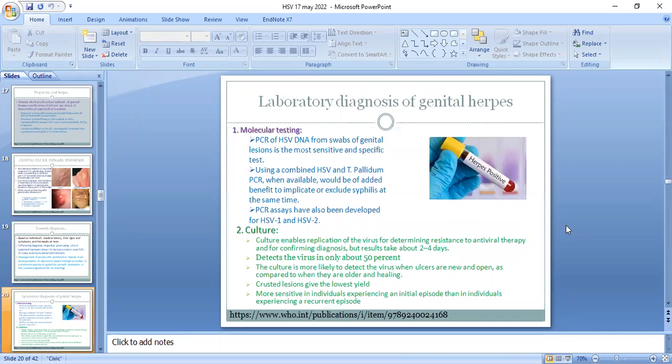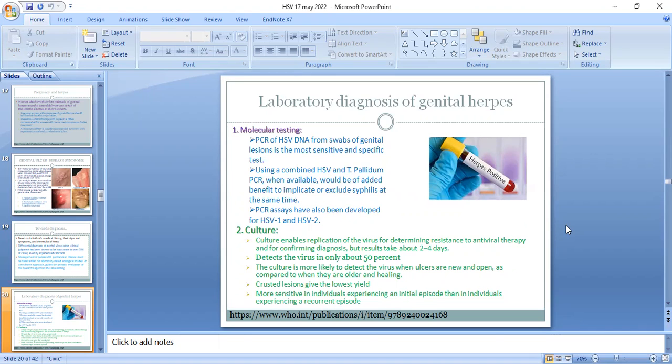Now, the laboratory diagnosis of genital herpes, which is commonly done by three tests. First is molecular testing, in which polymerase chain reaction of herpes simplex virus DNA from swabs of the genital lesions, that is, the blisters, open blisters, or the crust, is the most sensitive and specific test. Using a combined herpes simplex virus and Treponema pallidum PCR, when available, would be of added benefit to implicate or exclude syphilis at the same time. PCR assays have also been developed for type 1 and type 2.